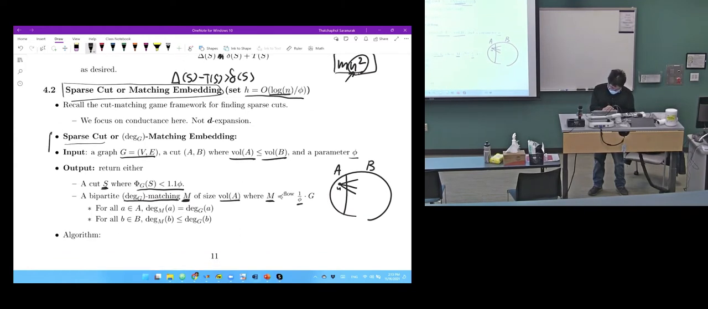A question about the subroutine, the problem that we want to solve. Okay.